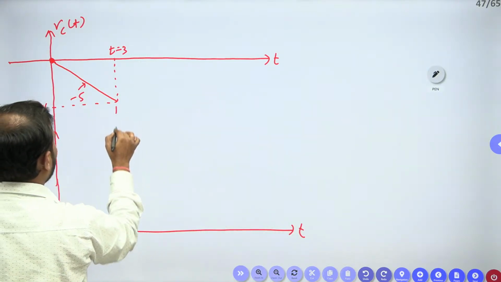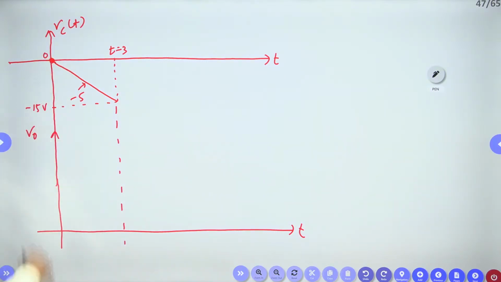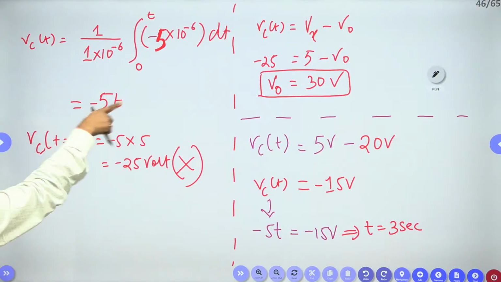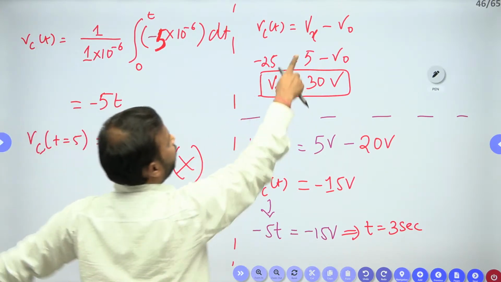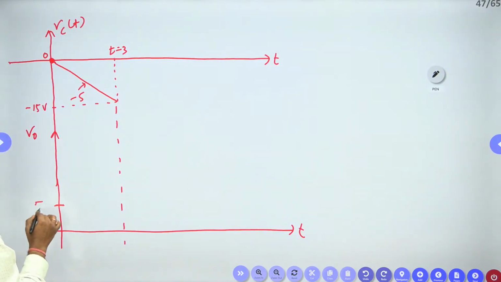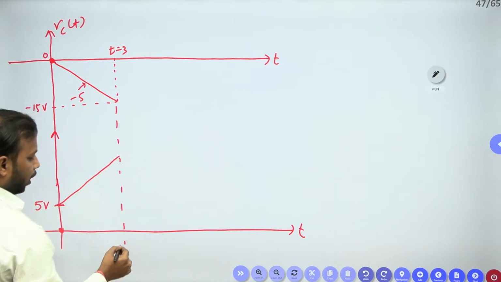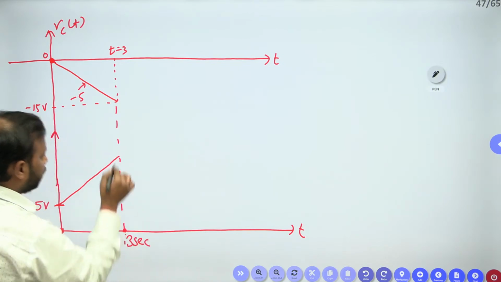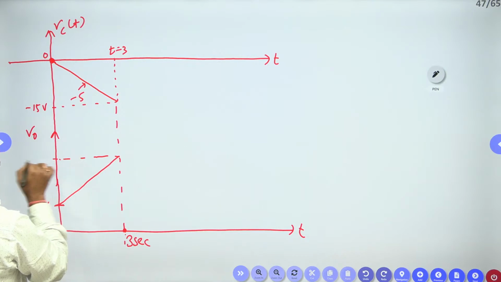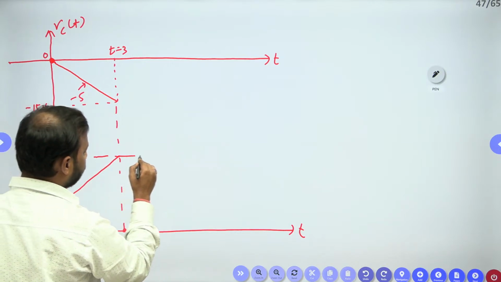See what is happening here. Everybody, please understand this waveform. At t equal to 0 second, your V0 will be what? Vx only. At t equal to 0 second, this Vc is 0. So this V0 will become Vx only. So Vx is 5 volt at t equal to 0. Now this voltage is going to increase. At t equal to 3 second, this will become 20 volt. And after this, your output voltage will be fixed.